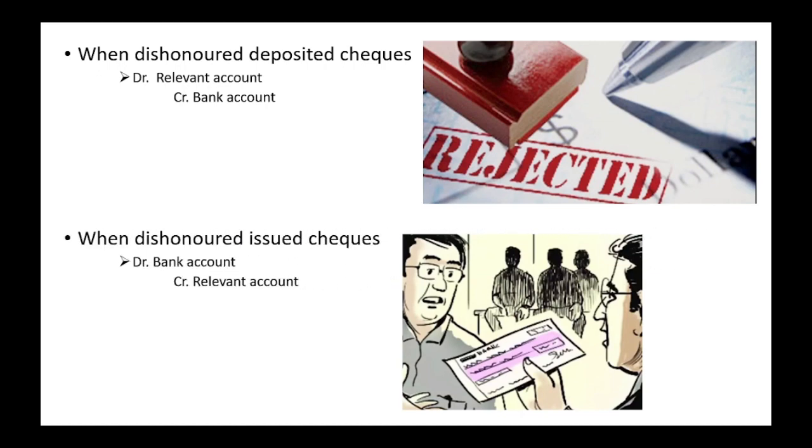When issued checks are dishonored, when issuing, you credit the bank and debit the relevant account. Now we should reverse that entry. You should debit the bank account and credit the relevant account.